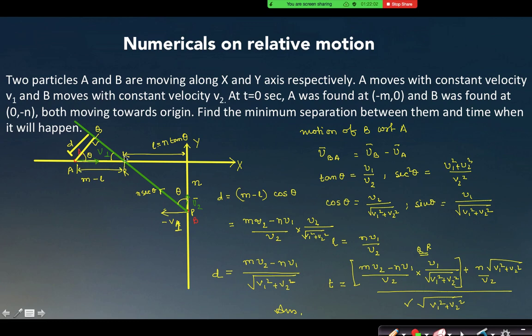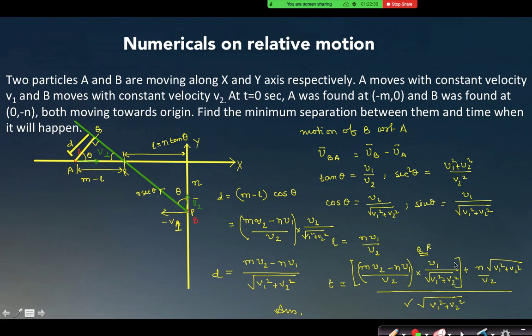Can you see from this triangle AQR that QR is equal to (m minus L) into sine theta? Yes or no? Yes, sir. So m minus L I have already calculated here, and I have taken the same value as (m minus L) into sine theta. Already I have calculated sine theta as v1 by root over v1 square plus v2 square.